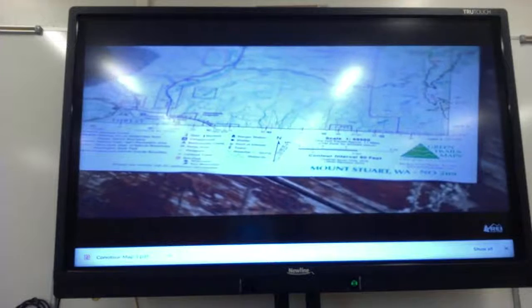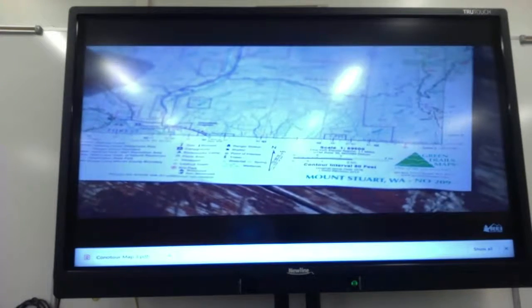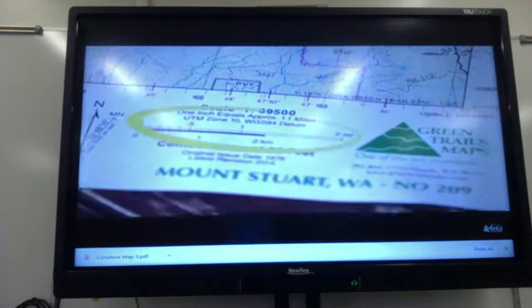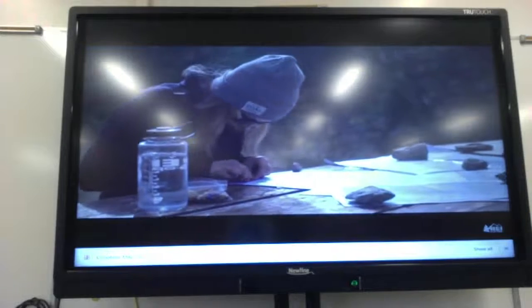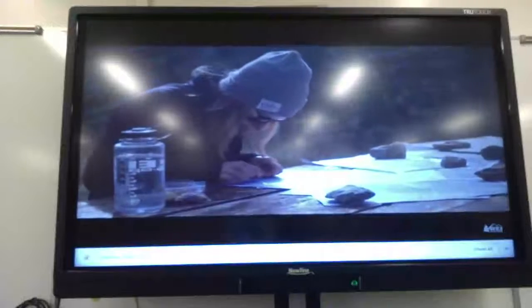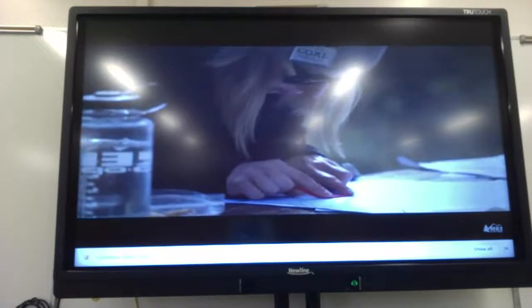That's why maps also have a small representative scale near their legend. This scale shows you the relative distance of a mile or a kilometer on your map, and you can use the edge of a compass or even a piece of string to help figure out just how far away that peak is.